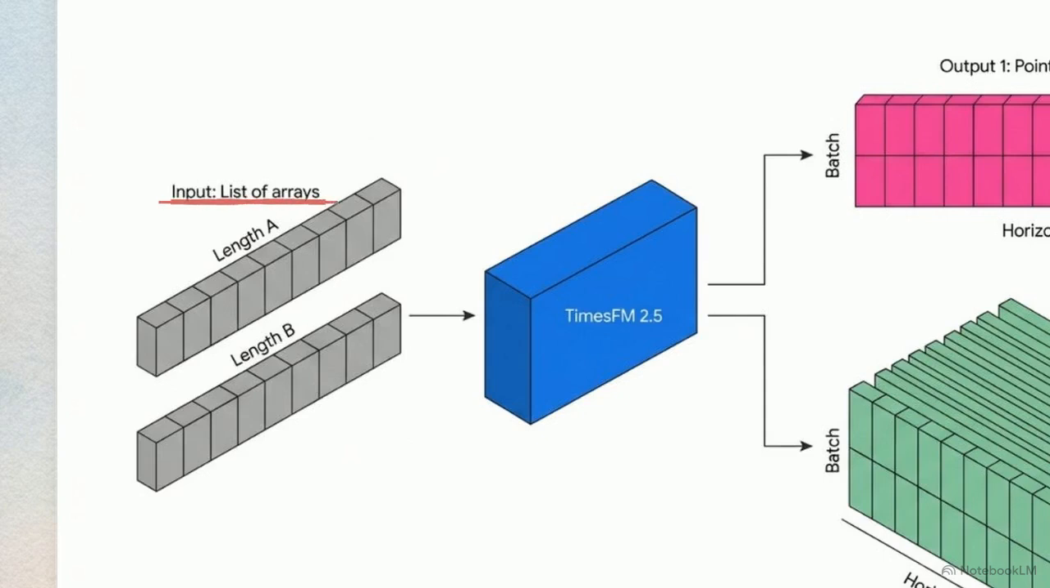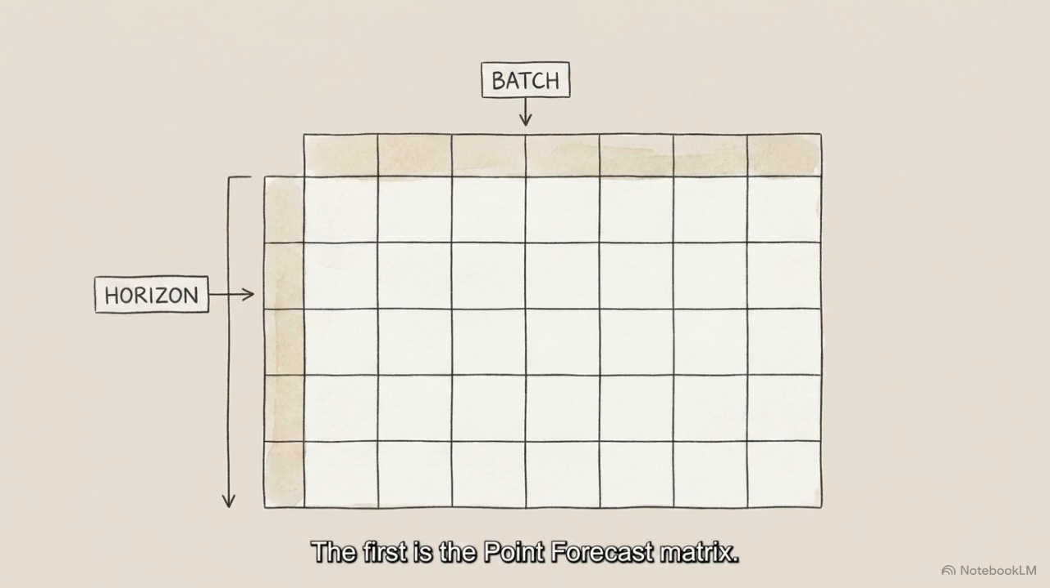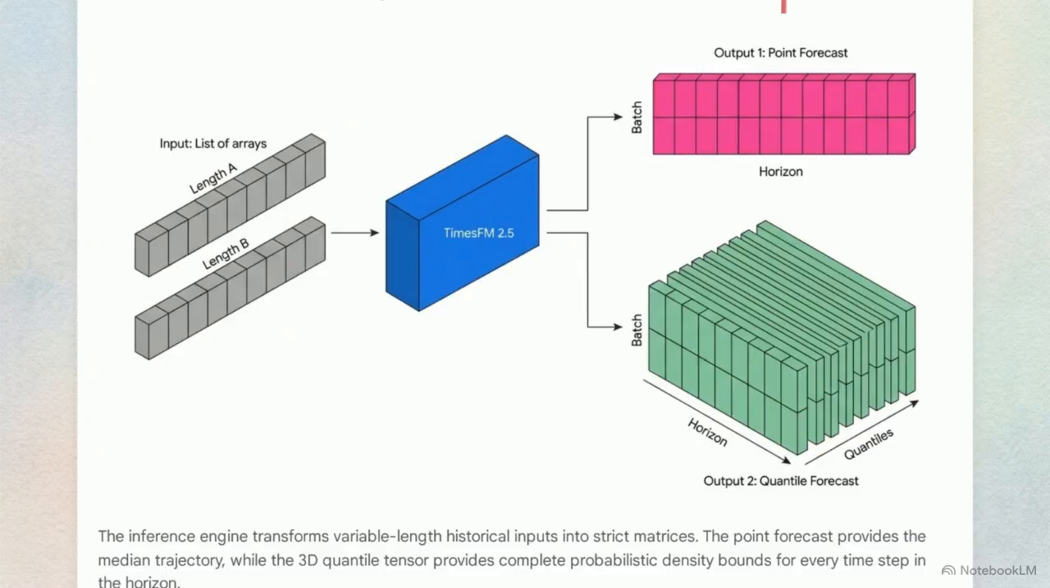The API accepts independent one-dimensional numerical arrays. An internal orchestration layer manages the padding and vectorization required to handle disparate sequence lengths within a single batch. The inference call returns 2 distinct elements. The first is the point forecast matrix. This 2-dimensional matrix is defined by the batch size and the forecast horizon, representing the median predictive path.